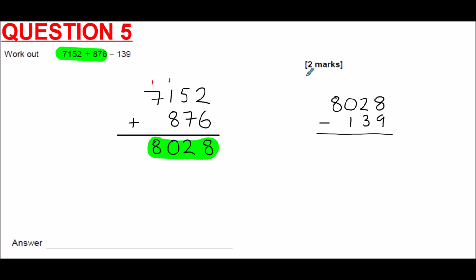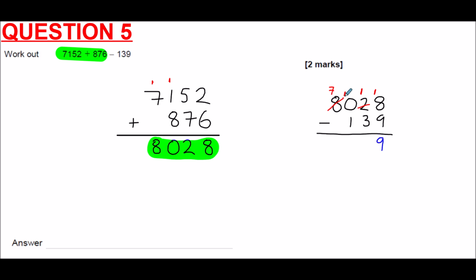So 8 take away 9 we can't do using this method, and so we need to borrow 1 from the 2. If we borrow 1 from the 2, 2 becomes a 1, and the 1 we've borrowed goes next to the 8. So that 8 is now 18. 18 take away 9 is 9. 1 take away 3. Again, we can't do that because 3 is a bigger number than 1. So we need to borrow from next door, but we can't do that because there's nothing next door. And so we need to go right to the end, to the 8. If we borrow 1 from the 8, that becomes 7. But now we move the numbers over 1 digit at a time. So we don't put the 1 we've borrowed over the 0, we go to the 0 first.